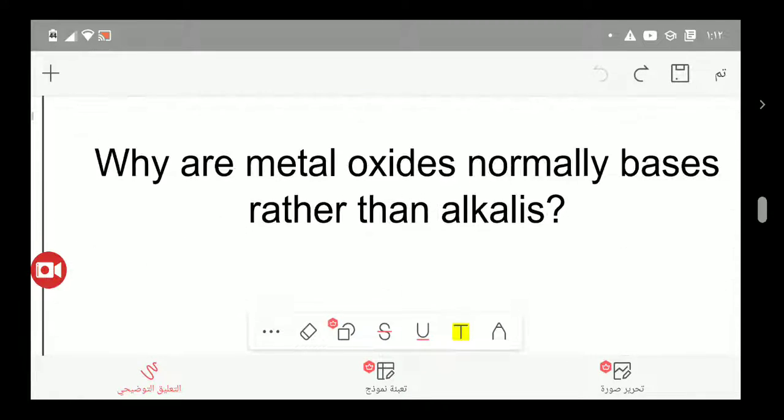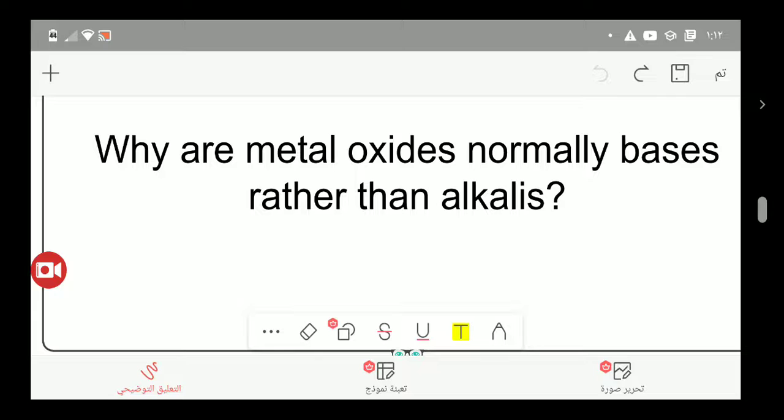Next question: why are metal oxides normally bases rather than alkalis? To answer this question, we have to understand what is the difference between bases and alkalis.